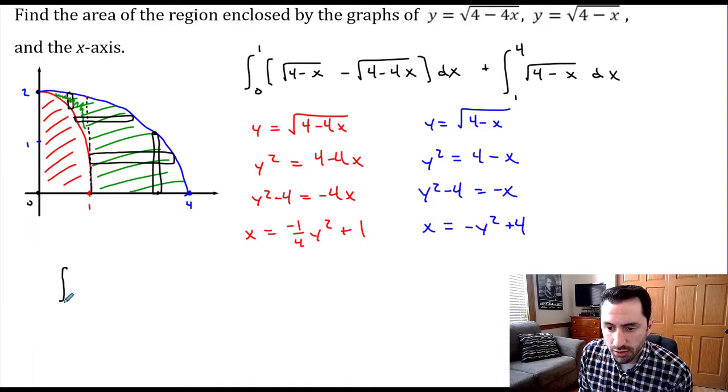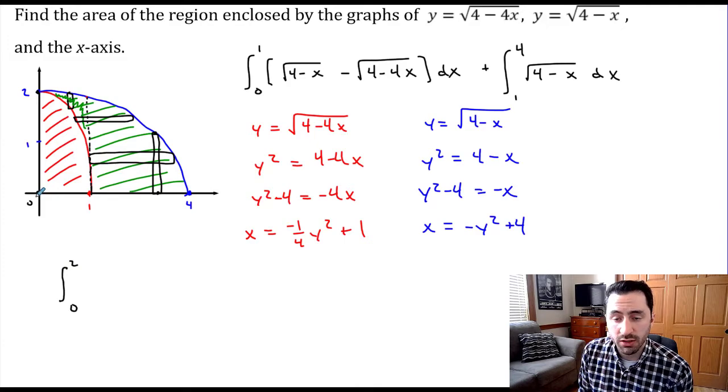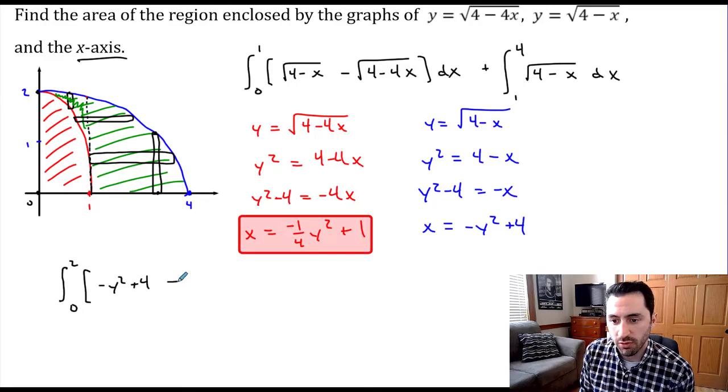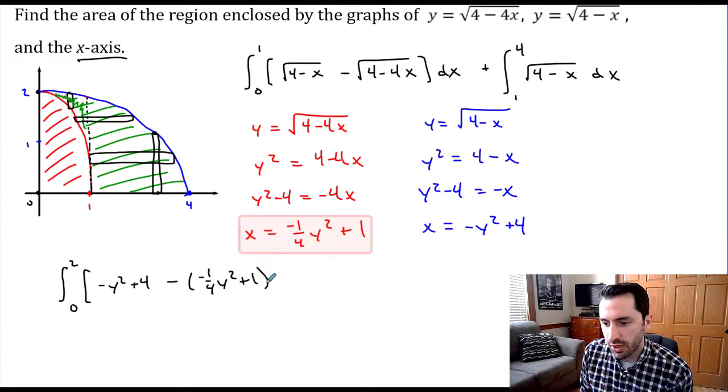So our integral, we want to go from 0 to 2. Again, we're partitioning the y-axis. So we're going from 0, which is the x-axis, one of the borders that we wanted, and then up to 2, where our two graphs intersect. And then we want to do the bigger one minus the smaller one. The one in blue was our bigger one, so that's our second equation here in terms of y, negative y squared plus 4. And then we want to subtract our smaller one, which is the one in red, so here we have negative 1/4 y squared plus 1.